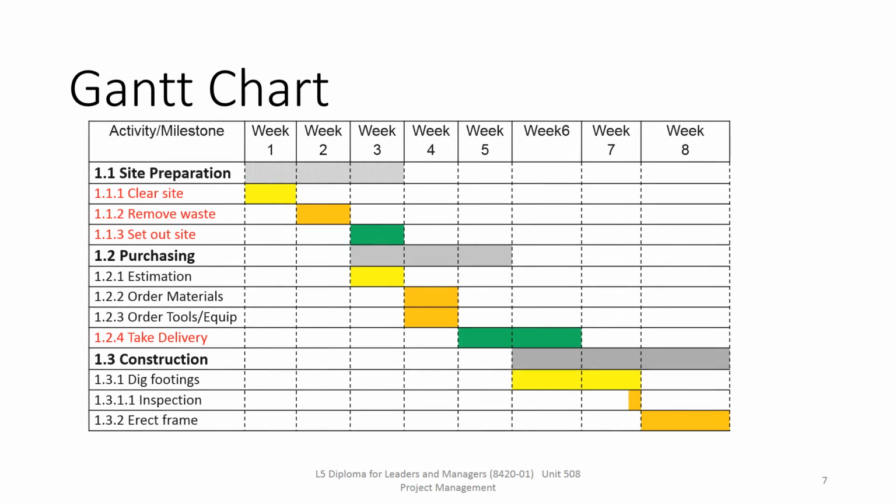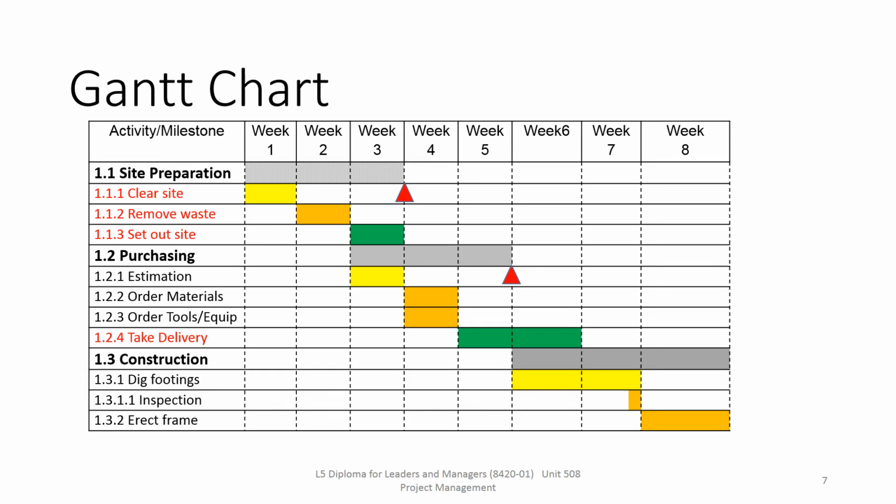Another tool that's also utilised regularly in project management to track progress is a Gantt chart. And we see the example here. We've got the same project, we've got the build, we've got the site prep taking week 1 to 3, the areas that are shaded, and the 3 parts of that phase being clear the site week 1, remove the waste week 2, set out the site week 3, and deliverable on the end of week 3.